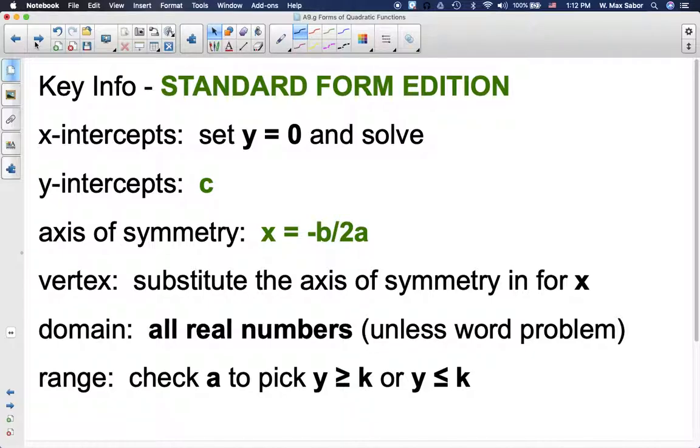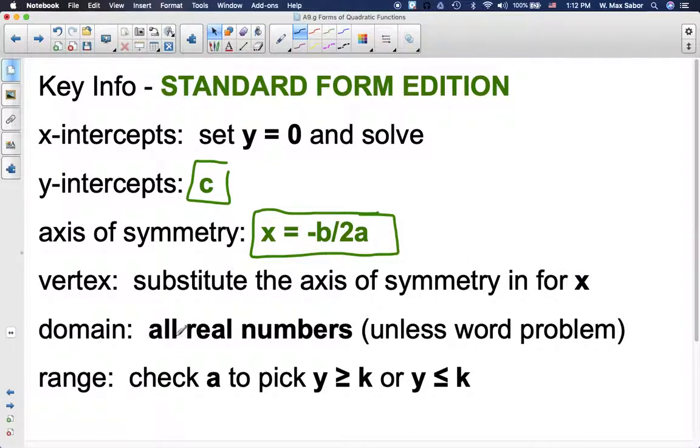So we've already talked about how to find the various pieces. What's colored in each of these is what's specific for that form. So for standard form, the y-intercept is just c. And the axis of symmetry you can calculate with negative b over 2a. The rest you find normally. So x-intercepts, you normally set y equal to 0 and solve. You could use quadratic formula. Vertex, you substitute the axis of symmetry that you found here for x.